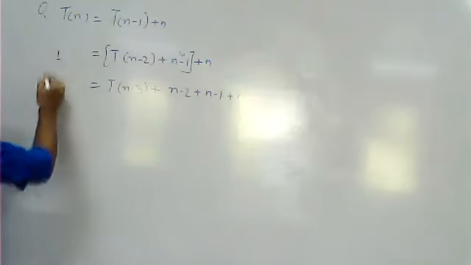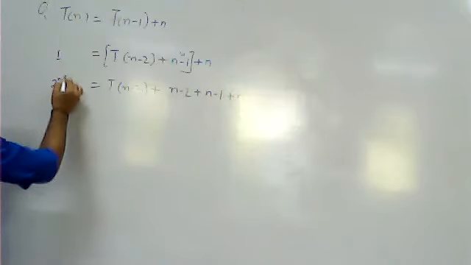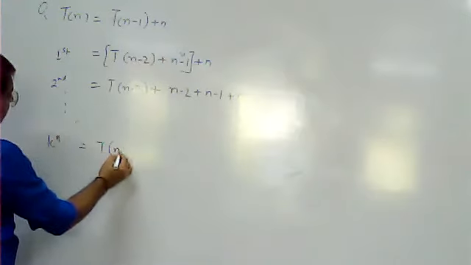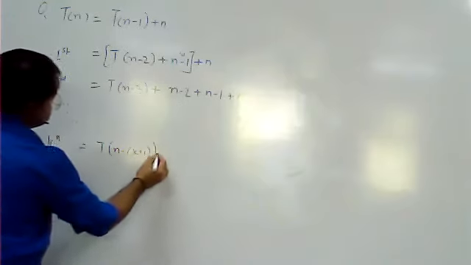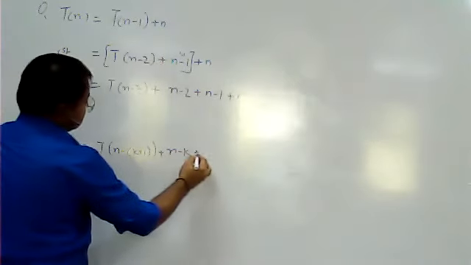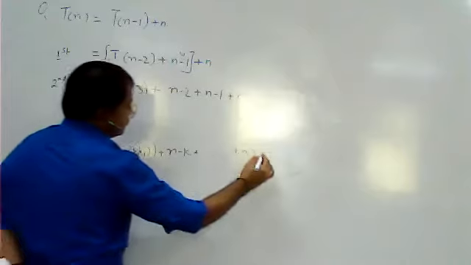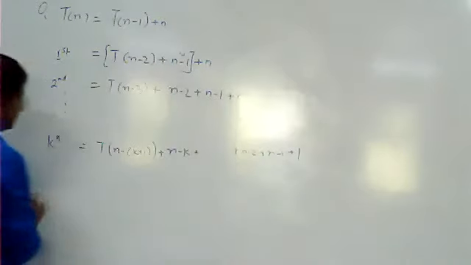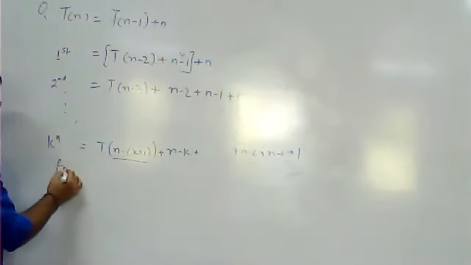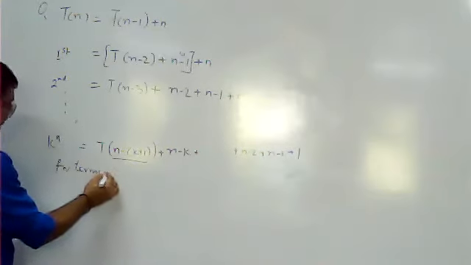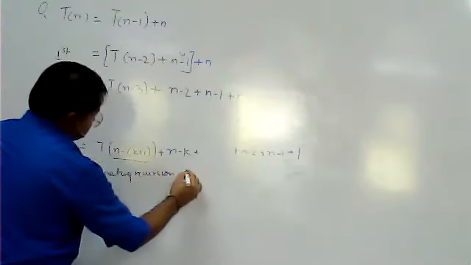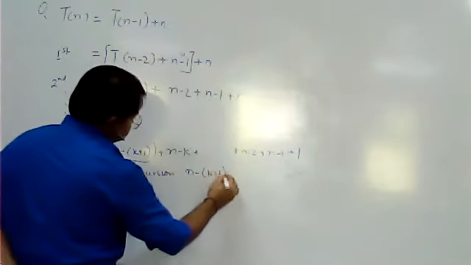Now this is the first iteration, this is the second iteration. So similarly for the kth iteration, we'll get T(n-k) plus 1, plus 2, plus 1, n minus k, n minus 2, n minus 1 plus 1. So now for terminating recursion, this should be 1. For terminating recursion, n minus k plus 1 is equal to 1.